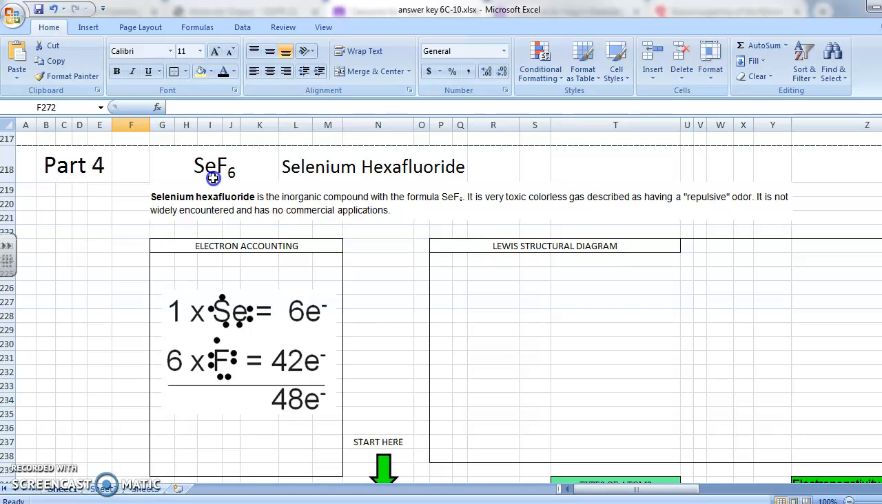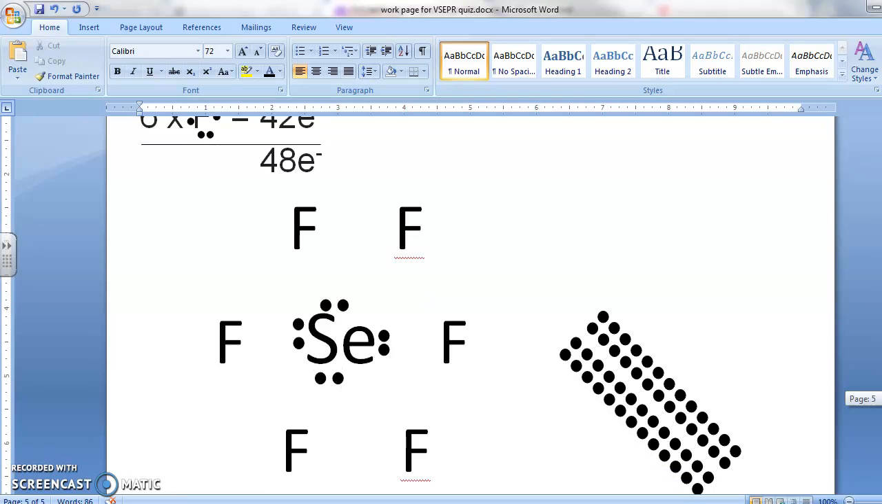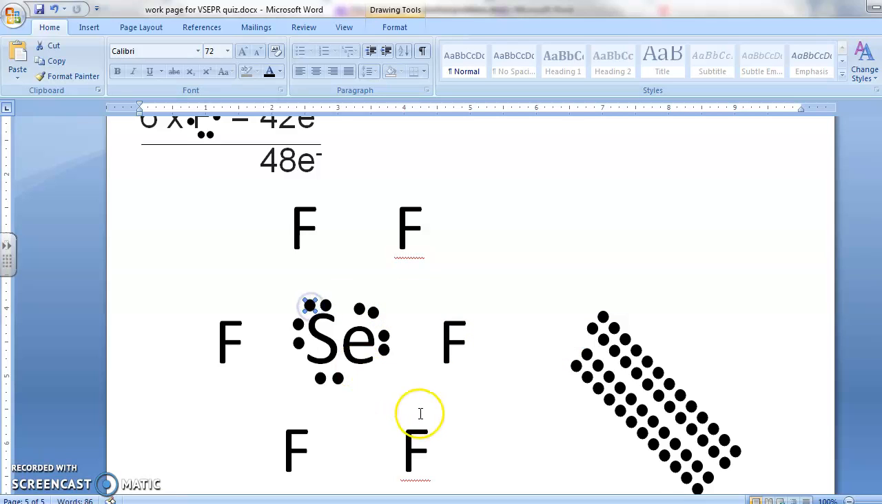So let's go ahead and put selenium in the middle, and we will surround it with 8. Now we have selenium in the middle surrounded with 8, and we have to attach the 6 fluorines. I could put a fluorine here, here, here, and here on each of those sides. But I still have 2 more fluorines to attach. I know they're on the molecule, so I can just put the extra pair there that I'm going to attach. That'll get that one on, that'll get that one on.